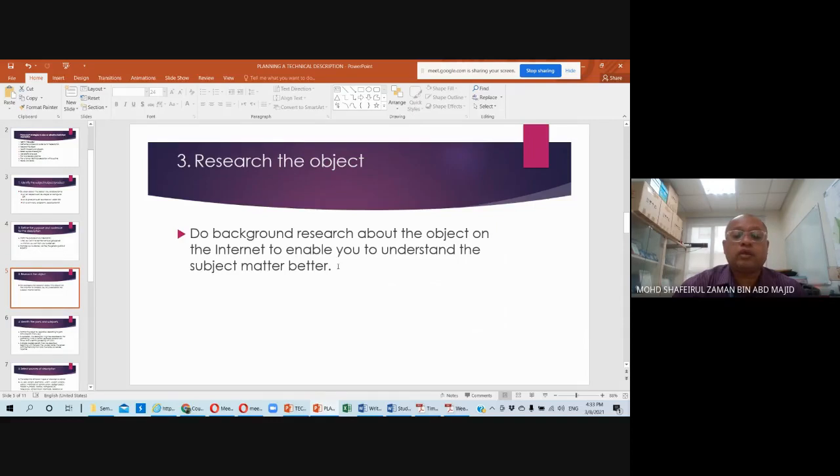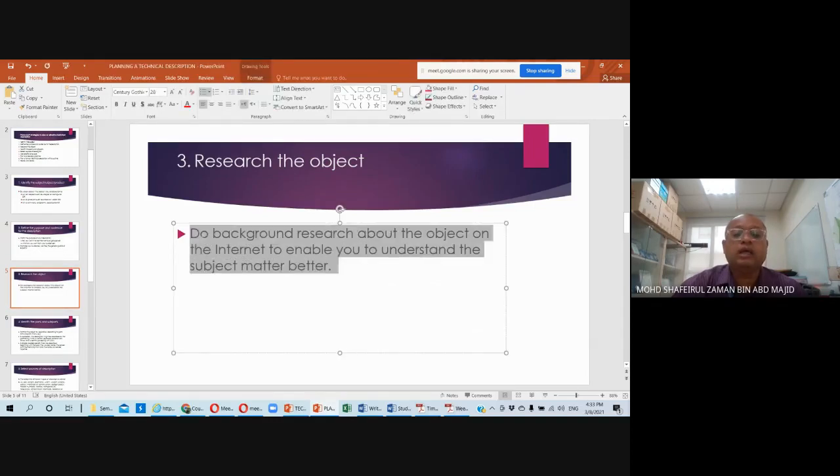Number 3, research the object, so that you can know more about the product, how it works, and what materials are used to produce the product. Let's say one of your group members suggested this product and you have zero knowledge about it. So how do you know more about it? You can ask your friends to explain, or you can also go to the internet and search for it. Okay, that is about researching the object.